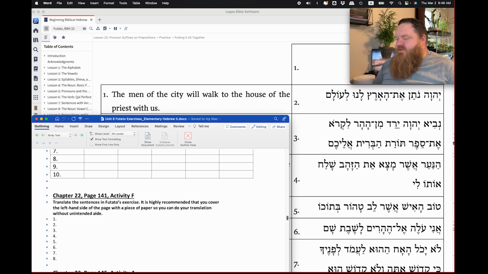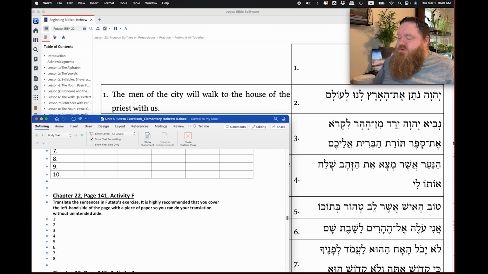So sefer here, this is going to be the book, and we know that for a couple reasons. One, it's got the definite direct object marker on it, so it's definite, even though it has no article. Two, if we follow this construct chain out to its absolute, we will see that the absolute is also definite. But we're going to do this one word at a time. So sefer is going to be scroll of, document of, book of. So to read the book of Torah.